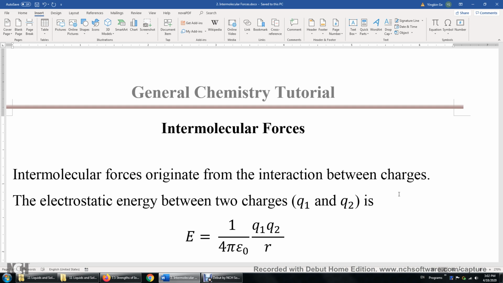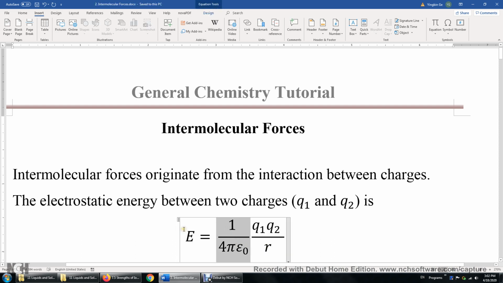The electrostatic energy between two charges is 1 over 4 pi epsilon times Q1 times Q2 over R. This 1 over 4 pi epsilon is the so-called Coulomb constant or electric constant. Q1 times Q2 is positive if these two charges have the same sign. Q1 times Q2 is negative if the two charges have opposite signs. And R is the distance between the two charges.